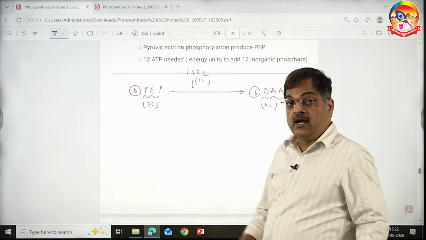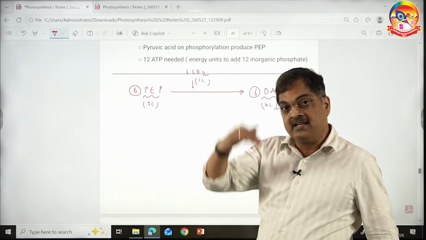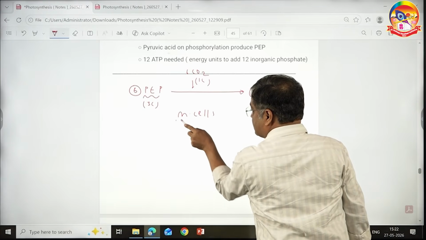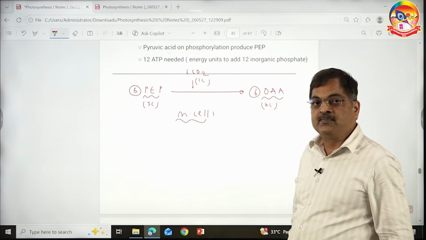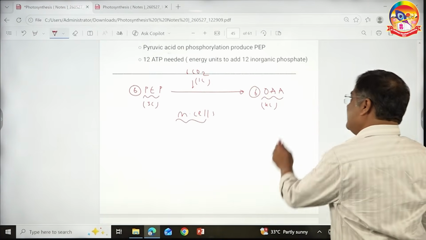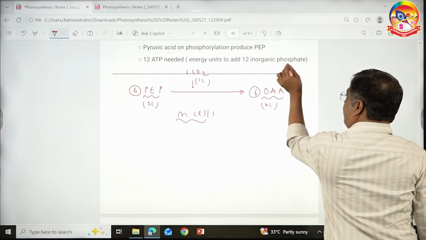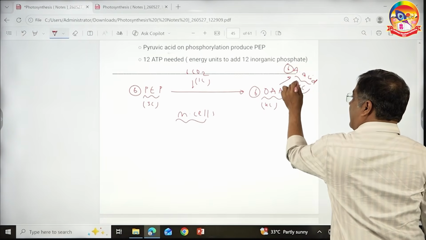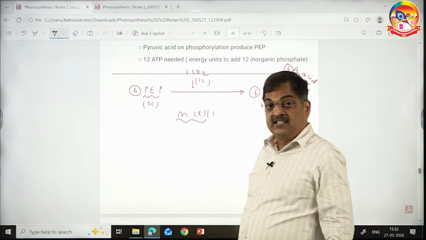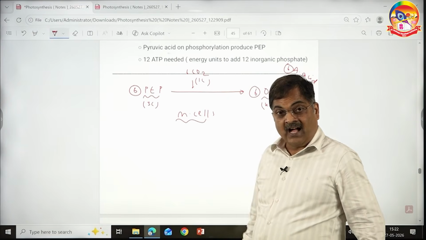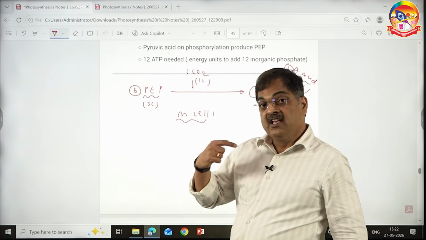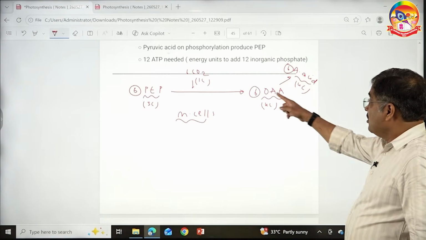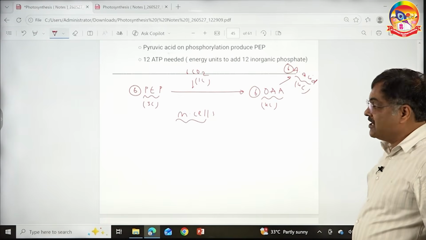Where does this reaction occur? Not in bundle sheath, but in mesophyll cells. This reaction occurs in mesophyll cells. What will happen to 6 molecules of oxaloacetic acid? It may be transaminated to form 6 molecules of aspartic acid. It is also a 4-carbon amino acid. It's an acidic amino acid. R is CH2COOH in aspartic acid. CH2CH2COOH is glutamic. You studied this under biomolecules. So oxaloacetic acid can be transaminated to aspartic acid.